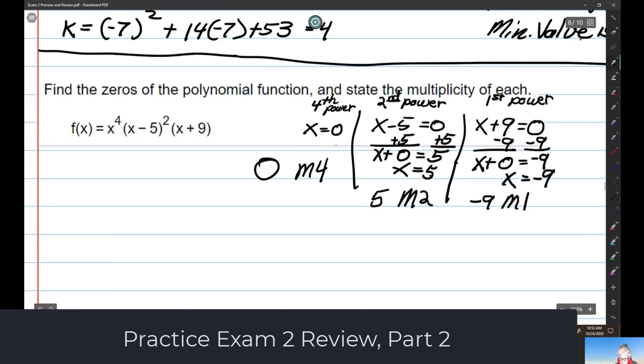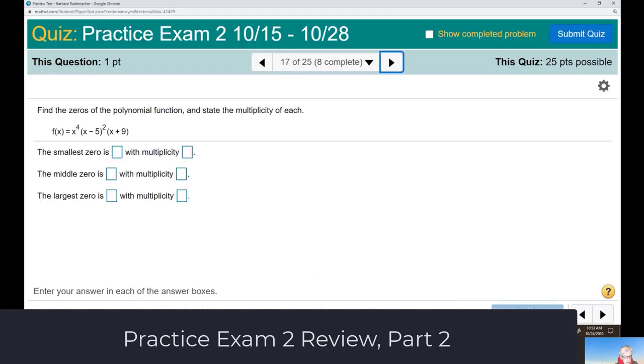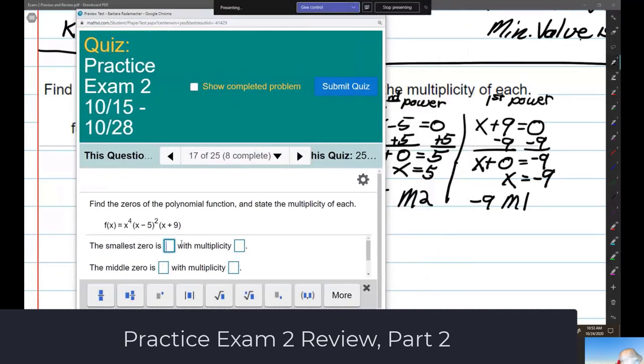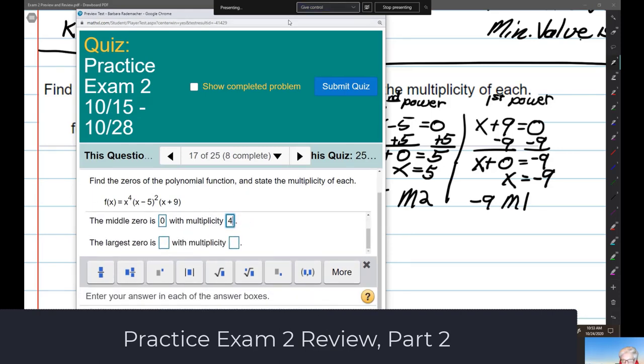So is there more to do? Let's see, smallest zero. The smallest zero would be negative 9, and it has multiplicity 1. Then the middle zero would be 0, and it has multiplicity 4. And the largest zero is 5, and it has multiplicity 2.